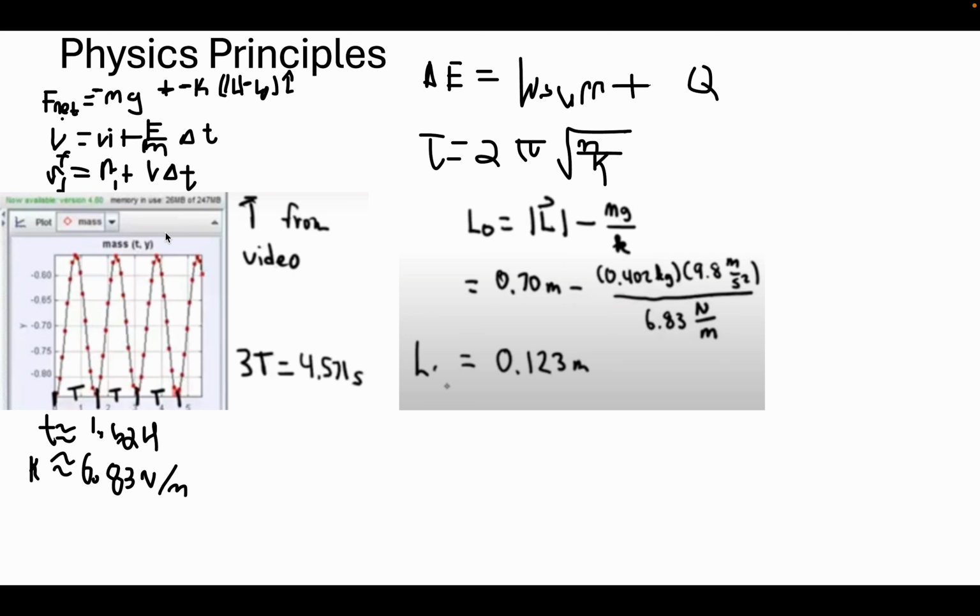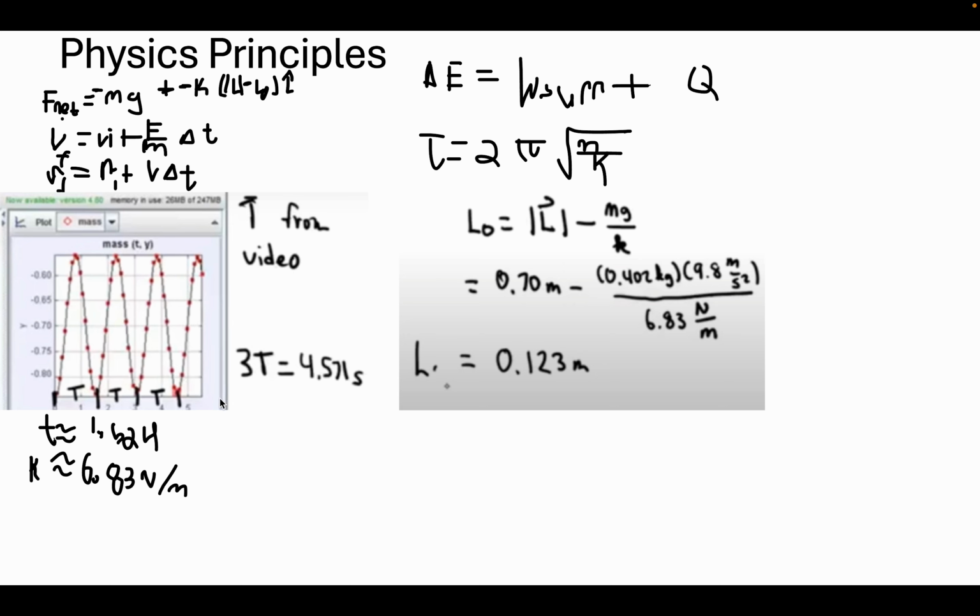Physics principles. These are the common ones. We know the net force acting on the spring is negative mg, and then the spring is pulling it up. So it'd be this. Eventually, L hat makes it positive, even though there's a negative here. And then you need to know your velocity update formula, your position update formula, and your period formula to find k.